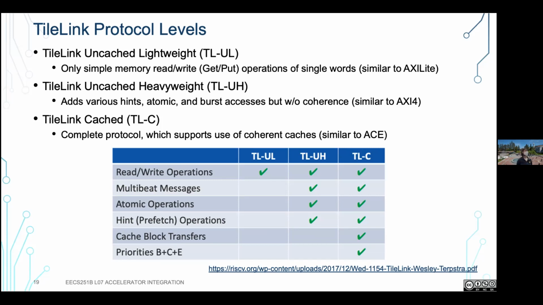So those are the three types of TileLink protocols. You can see them there with increasing complexity. Uncached lightweight, UL, is the basic version, supporting read and write. Then we get to the heavyweight one, with features like prefetching and atomics, but for accelerators, bursty traffic is the important one. And then finally, the -C, which is the coherent version.